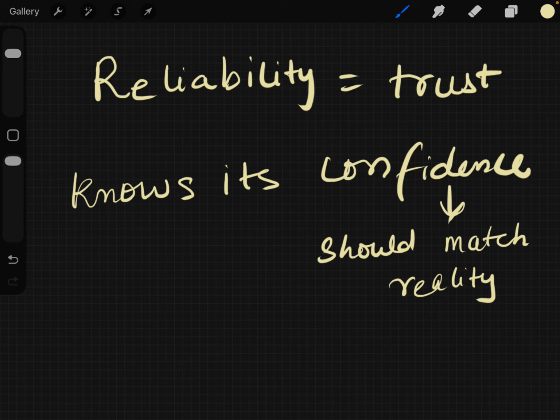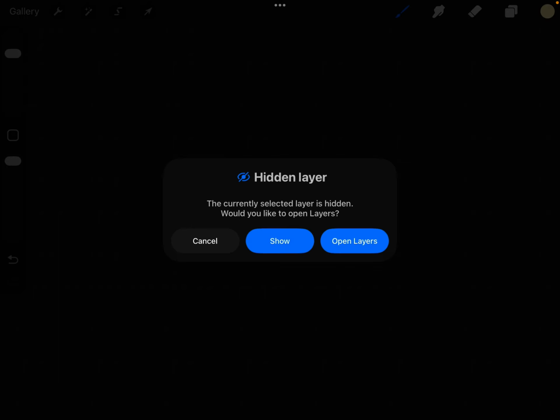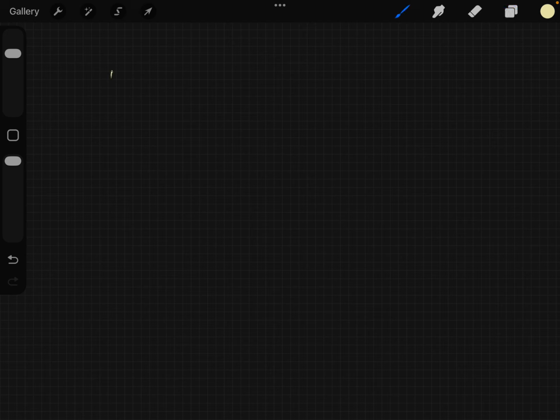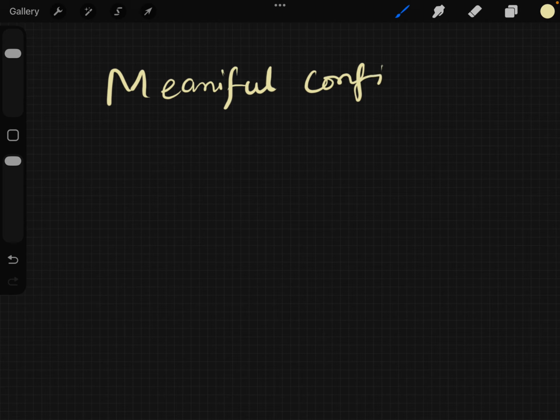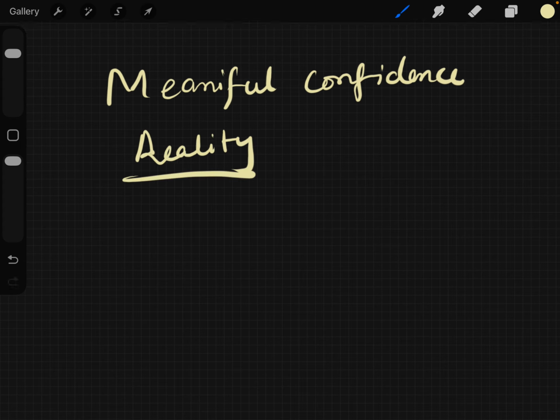If a model says 90% confident, it should be right about 90% of the time. This alignment between confidence and actual correctness is what makes the confidence meaningful and useful. Reliability checks whether confidence is meaningful. Without this check, confidence becomes just a number with no real world value. We can't trust the model in the real world.